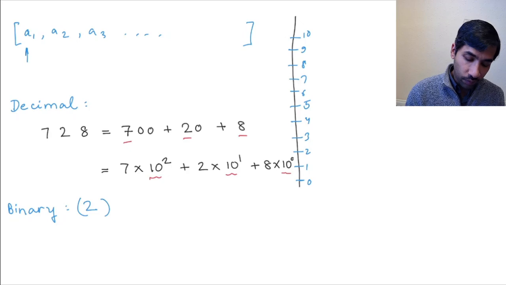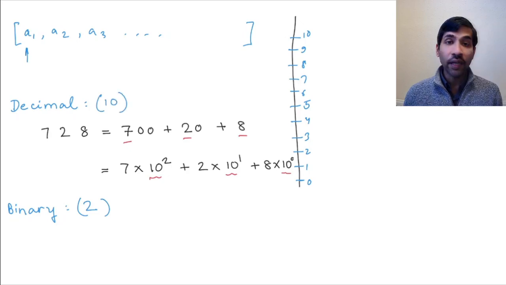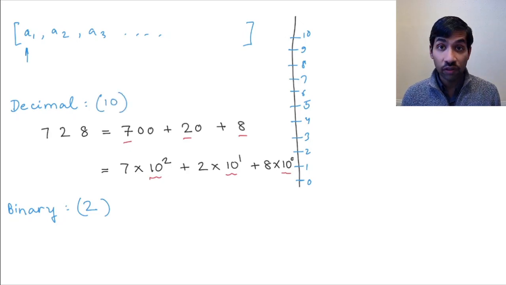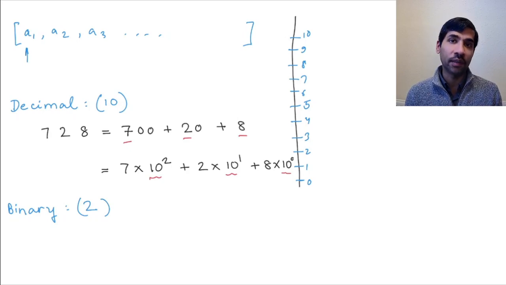Okay, the base is 2. Here the base was 10. In binary number systems, the base is 2. So if the base is 2, what are the numbers that can come in the system? You can only have 0 and 1. There are only two digits that you can have in the number, two distinct values that you can have in the number system.